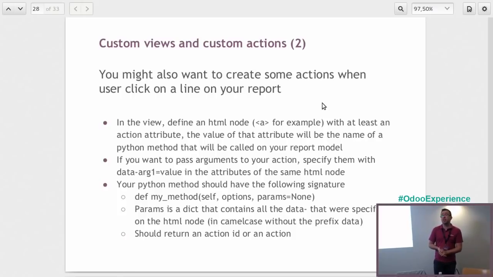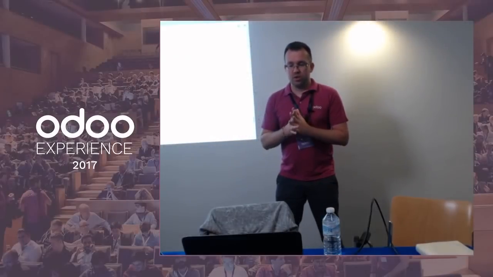In some cases, you might want to do specific actions when, for example, you have a drop-down and you want to be able to have an action to do that. To do that, you need to change the view, and in the view, you create a node with at least an action attribute. The value of that action attribute will be the name of a method in Python that will be called. And if you want to pass arguments to that action, you can specify them using the data attribute in the same HTML node.